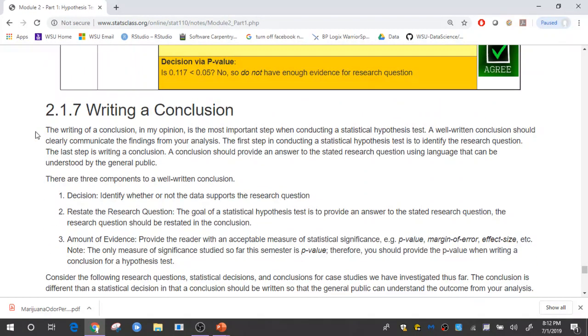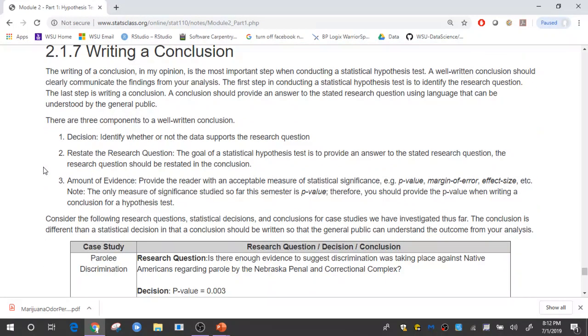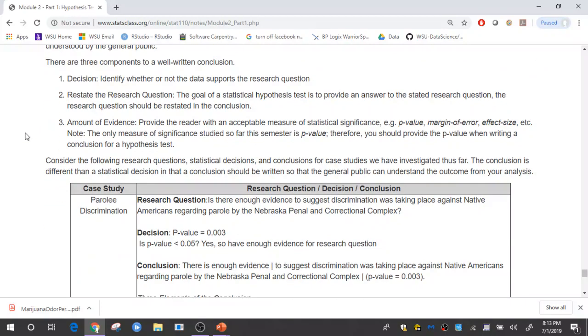Okay, finally, the last section, writing a conclusion. This is, in my opinion, the most important step. A well-written conclusion should clearly communicate the findings of your analysis. The first step in conducting a statistical analysis is the identification of the research question, and the last step is just writing a conclusion for that research question. A conclusion should provide an answer to the stated research question using language that can be understood by the general public. So I don't want you to write conclusions for a statistician, but I want those to be understandable by the general public.